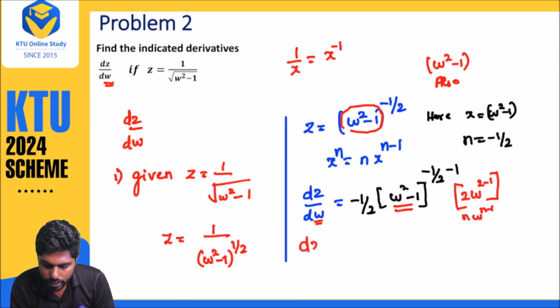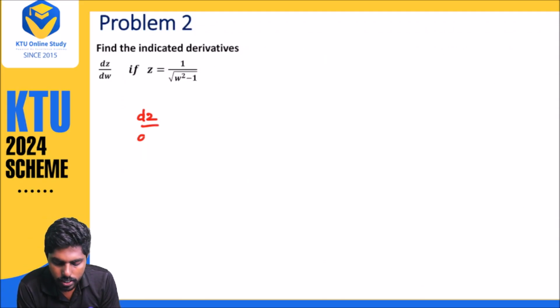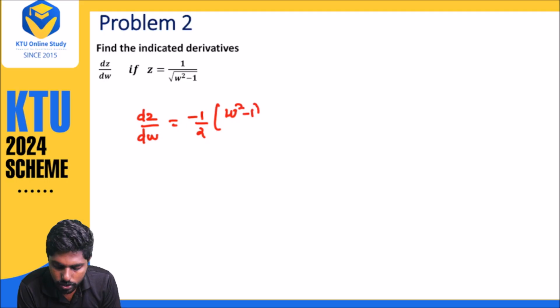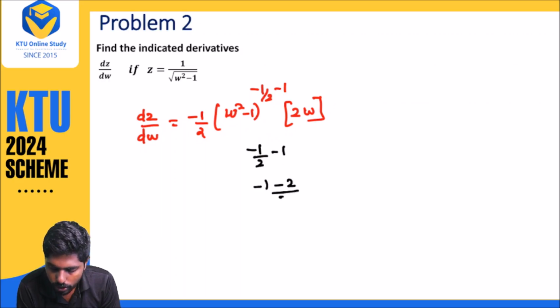So what will happen? dz by dw is equal to minus 1 by 2 w square minus 1 to the power minus 1 by 2 minus 1, into what will happen to here? It is nothing but 2 into w. So if you observe very carefully, minus 1 by 2 minus 1. So taking LCM, what will happen? Minus 1 minus 2 divided by 2. So it will become minus 3 by 2.